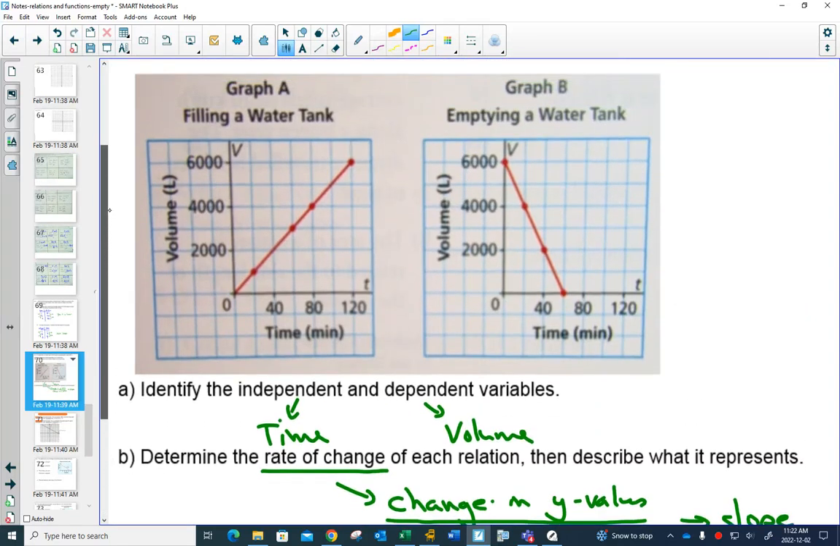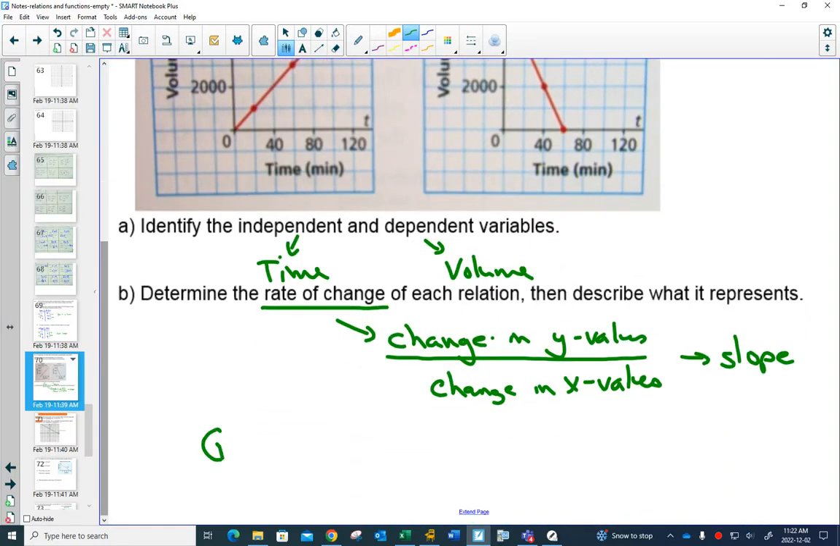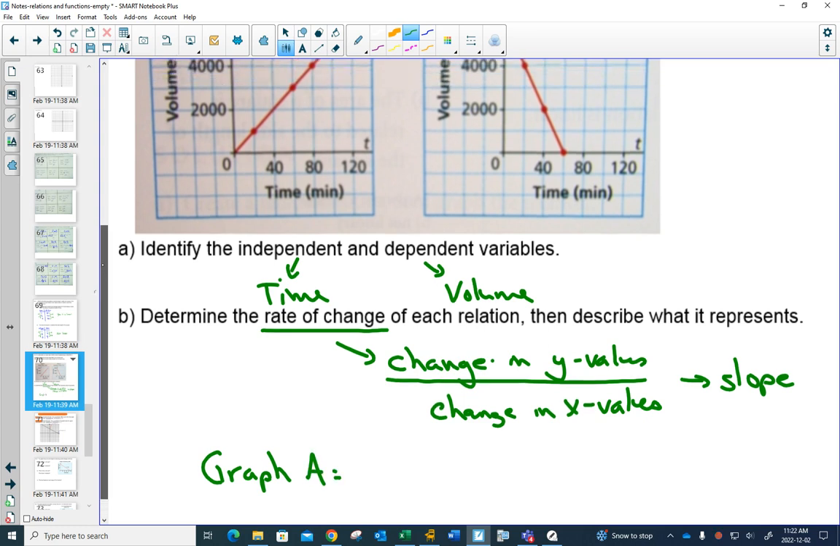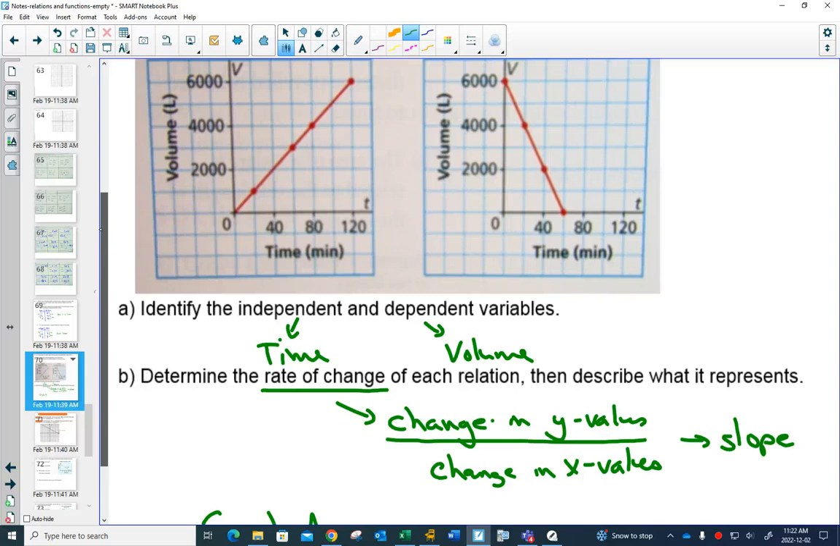So in the first one, in graph A, if you choose any 2 points in a straight line, it will not matter which 2 points you choose. So let's say I choose this one and this one. I would be going over this many and up this many. If we label the vertical part, can you see that that's your change in your y values? The horizontal part will be the change in your x values.